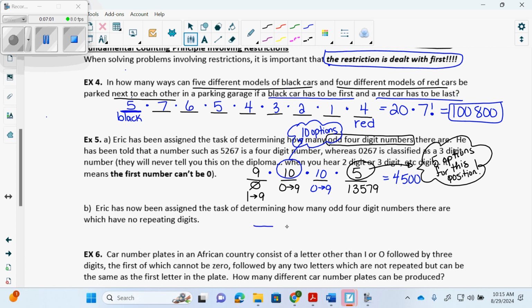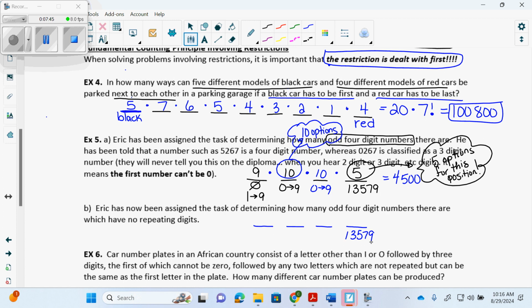Now, I'm going to get you guys to try this one on your own, but I'm going to give you a little bit of a talk first. This next one says Eric has now been assigned the task of how many odd 4-digit numbers there are which have no repeating digits. That means that if I use 1, I can't use it again. If I use the number 5, I can't use it again. So it doesn't change the fact that this back blank still has to be 1, 3, 5, 7, 9, because it's an odd 4-digit number, correct? Those are my options.